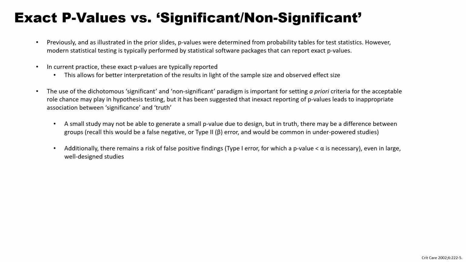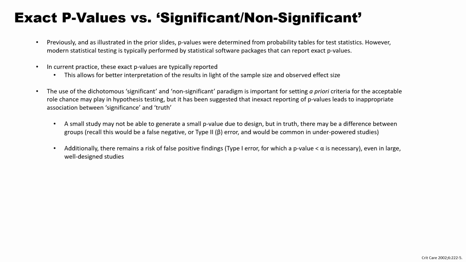And this, in general, allows for better interpretation of the results in light of the sample size and observed effect size. However, the use of the dichotomous significant and non-significant paradigm is important today for setting a priori criteria for the acceptable role chance can play in our hypothesis testing. It has, however, been suggested that inexact reporting of p-values leads to inappropriate association between significance and truth.